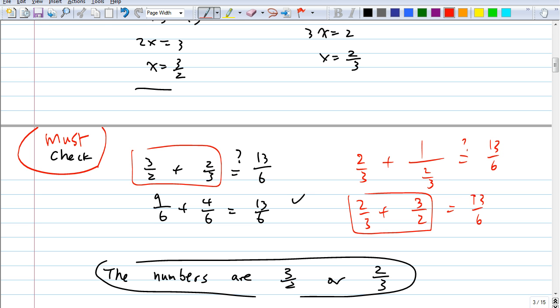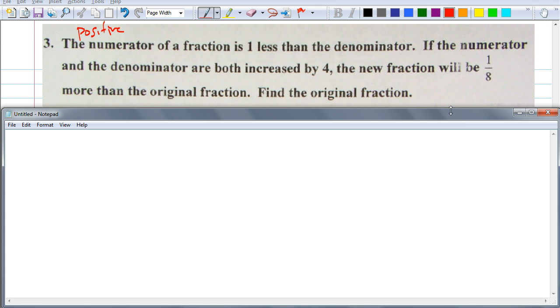Are we good? Okay. So let's do example 3. Example 2 is very similar to example 1, so we could do that later if we have time.